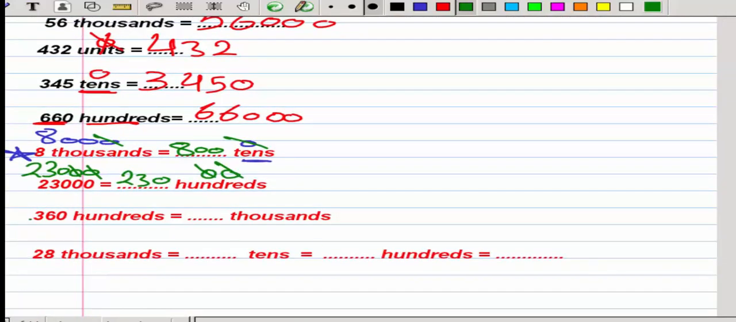He said 360 hundreds. Again, 360 hundreds has 2 zeros. Here we write 360 above, and here we put 2 zeros because he said hundreds. On the other side he said thousand. Thousand has 3 zeros. We can cancel 3 zeros by 3 zeros. Where is the remainder? Remainder here equals 36, so here we write 36.